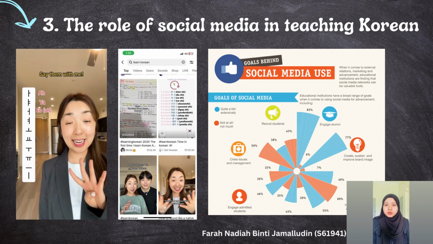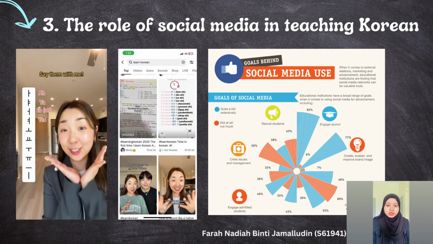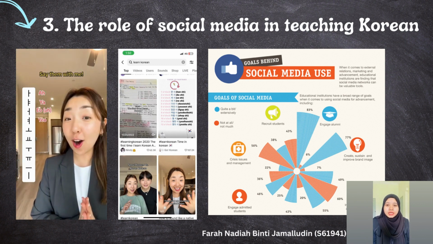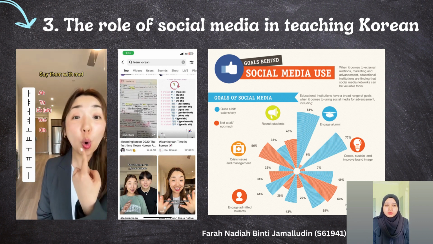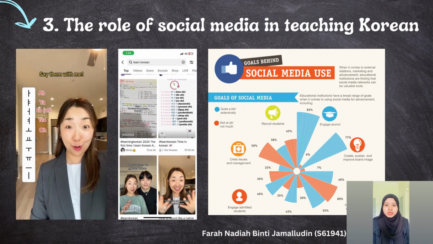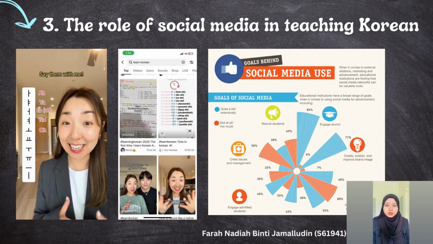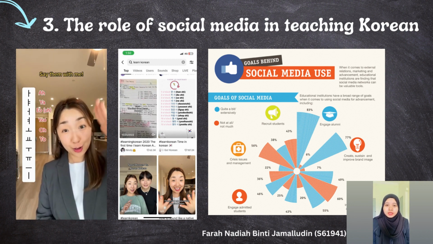To learn, we don't have to go to another country. We can go online to learn. It's all easy nowadays. Based on the statistic above, this shows that 95% of social media is dominated by students around the world. This shows that social media can help students to learn.